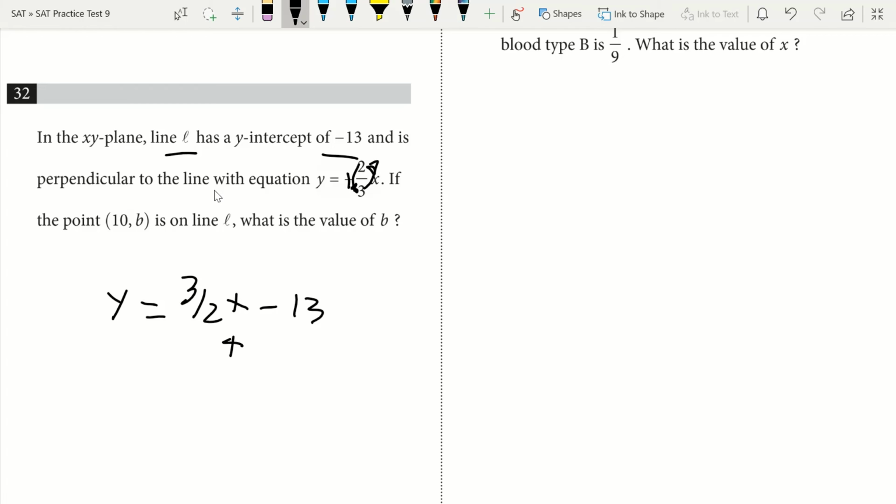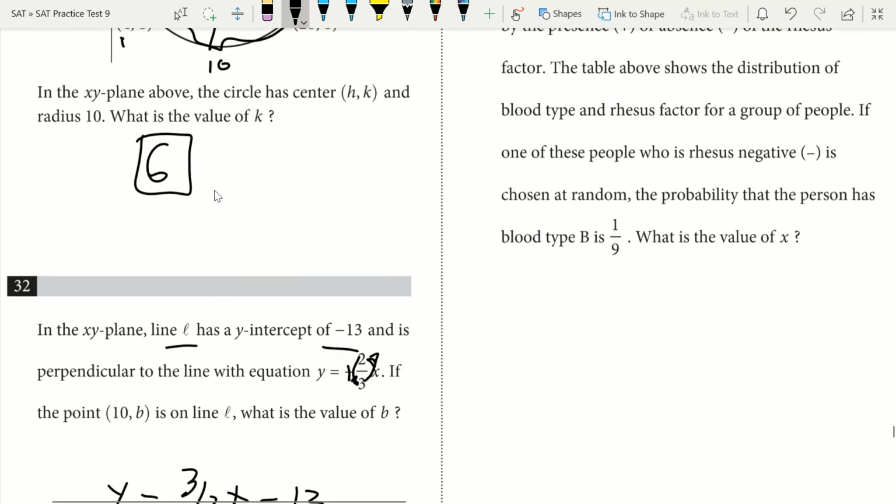So I'm just plugging in 10 for x. I got 1.5 times 10 is going to be 15. 15 minus 13 is going to mean that y is equal to 2. So my answer is going to be 2. All right, now we got question 33.